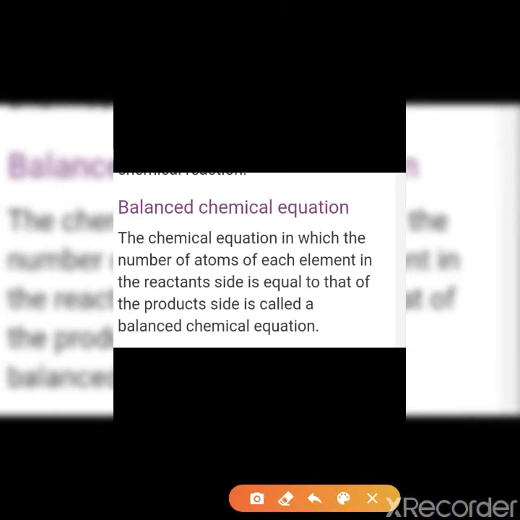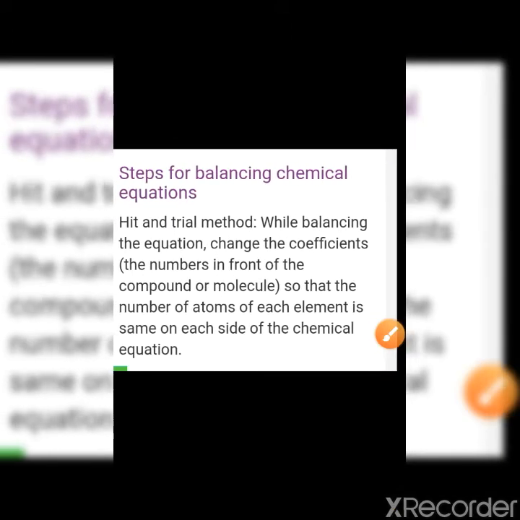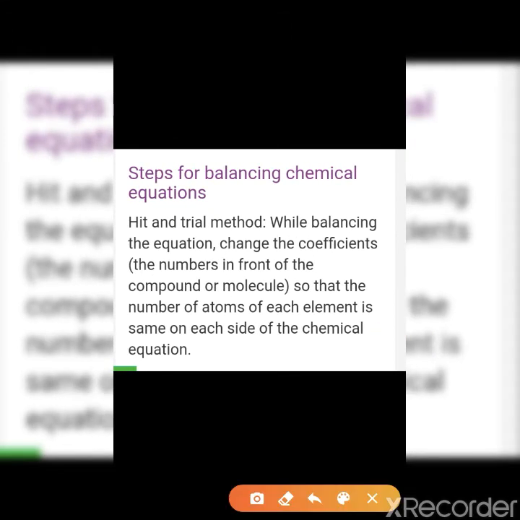So next is the balanced chemical equation. What is a balanced chemical equation? Every equation should be balanced. The chemical equation in which the number of atoms of each element on the reactant side is equal to that of the product side is called a balanced chemical equation. Same thing.